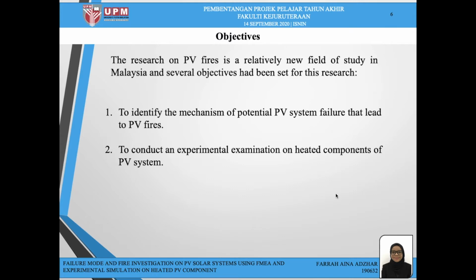The objectives that have been set for this research are to identify the mechanism of potential PV system failure that could lead to PV fires, and to conduct an experimental examination on heated components of the PV system.